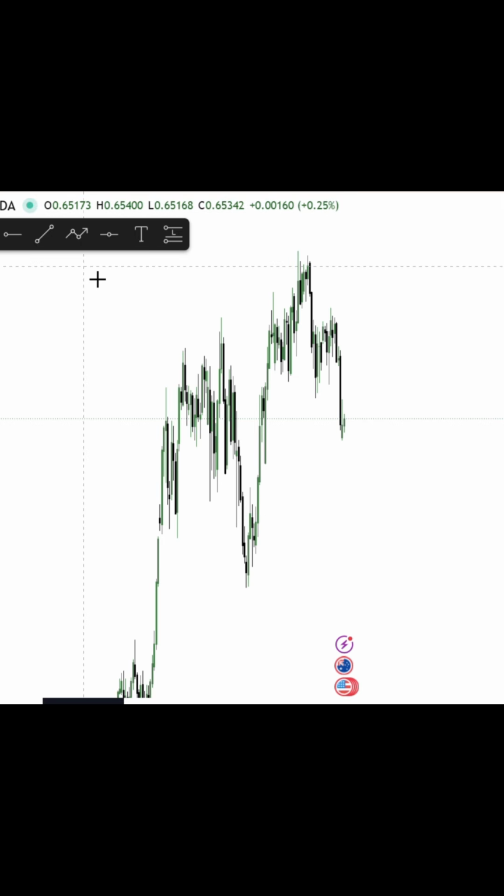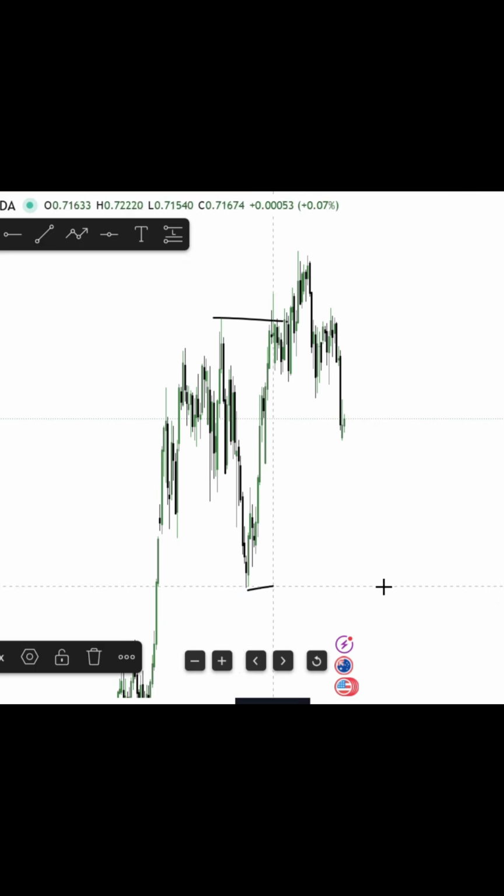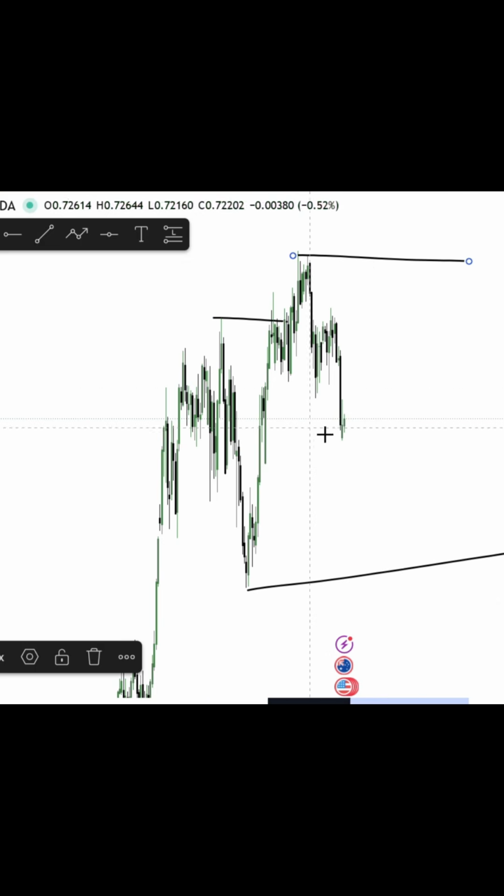Moving on to AUDUSD and NZDUSD. Starting off with AU on the daily time frame, we can see we've had our break of structure towards the upside, and this is the current swing range. After liquidating this low, we've not seen that bullish momentum kick into the market yet.